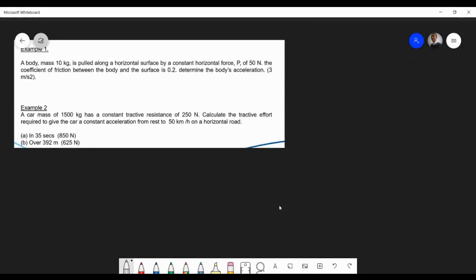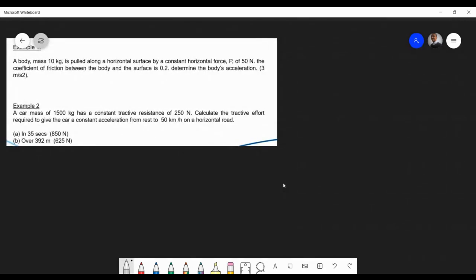Okay, so the first thing, and this is also in your notes. You can go have a look at your notes. We've got a horizontal body, right? And it's flat, not on the incline, no additional forces, right? Always start with the free body diagram. I'll just use red. And say it's moving, it's pulled along the surface.